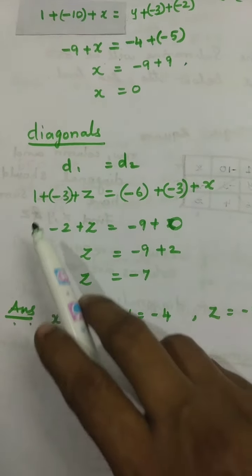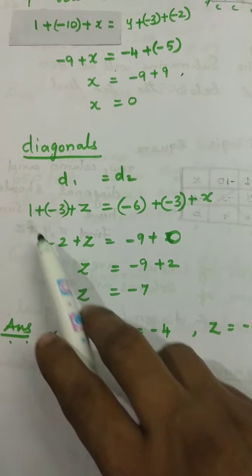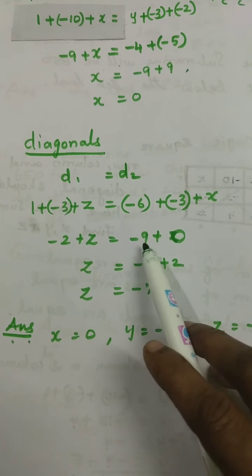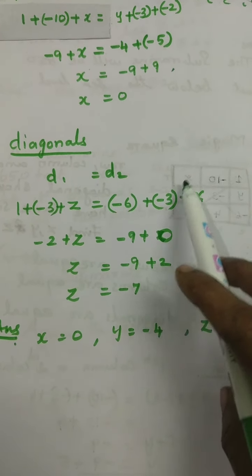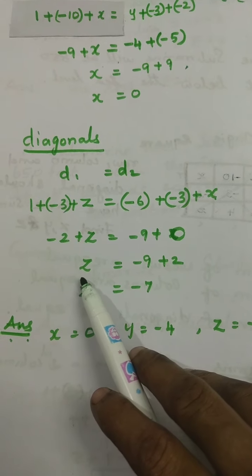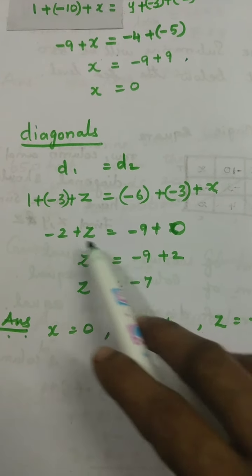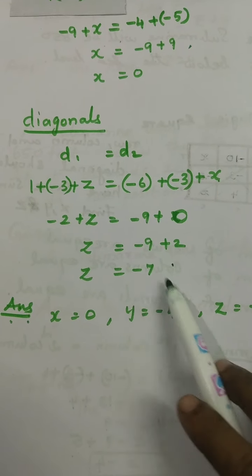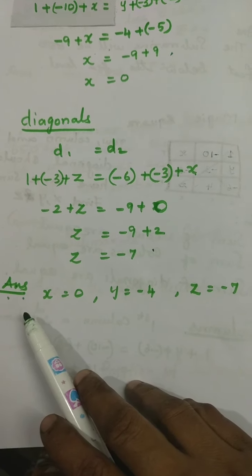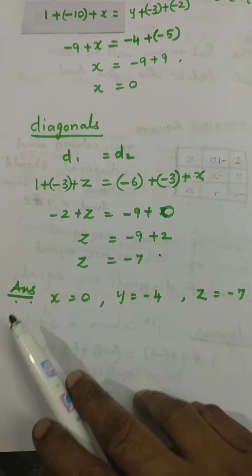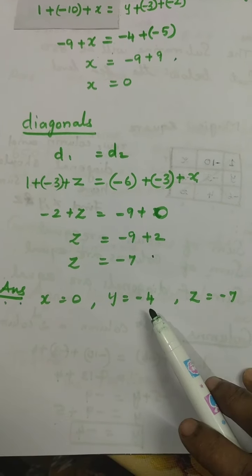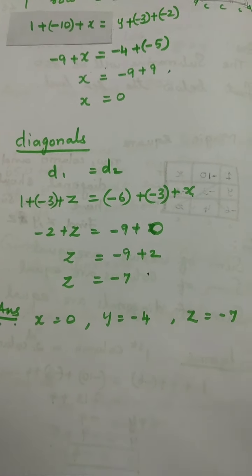I have written like this. Now you simplify. Minus 3 plus 1 is minus 2, plus z, is equal to minus 6 minus 3, which is minus 9, plus x, where the x value is 0. So z plus minus 2 is equal to minus 9. You bring this minus 2 to this side, which means plus 2. So z is equal to minus 7. Now we have found the answers for x, y, z. So x is equal to 0, y is equal to minus 4, z is equal to minus 7.